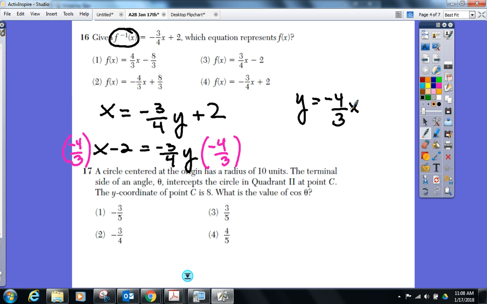And what are you guys getting? Negative, or actually positive, right? Positive 8/3. No. Yes. Okay.